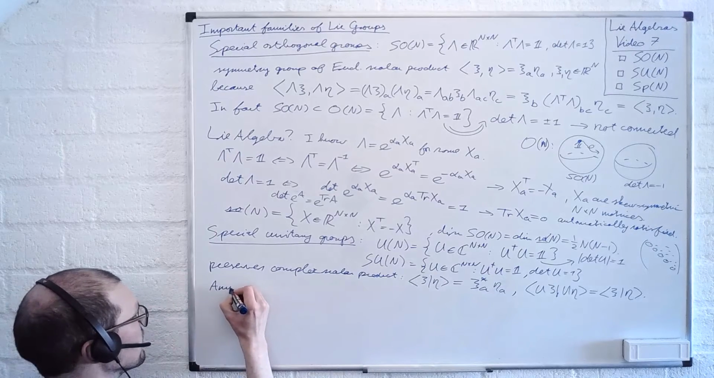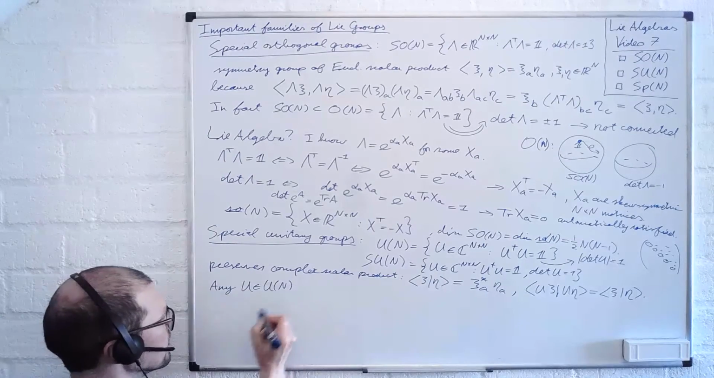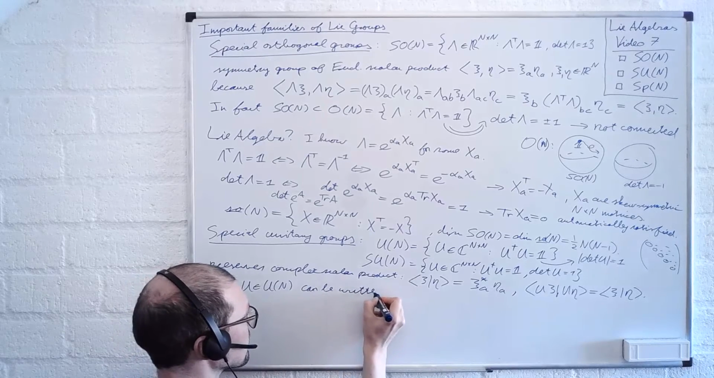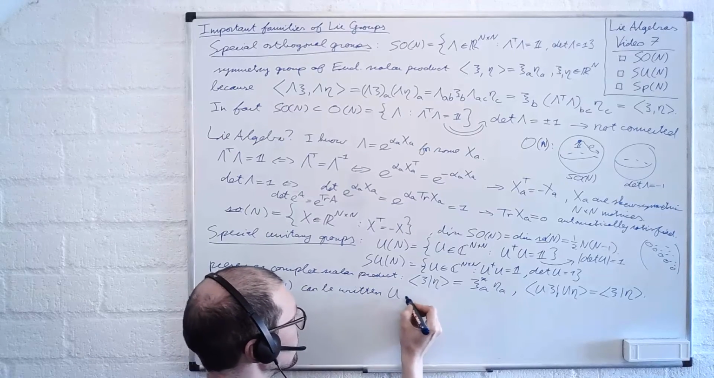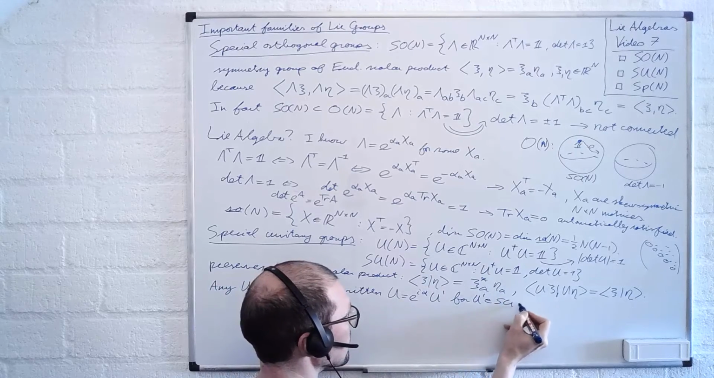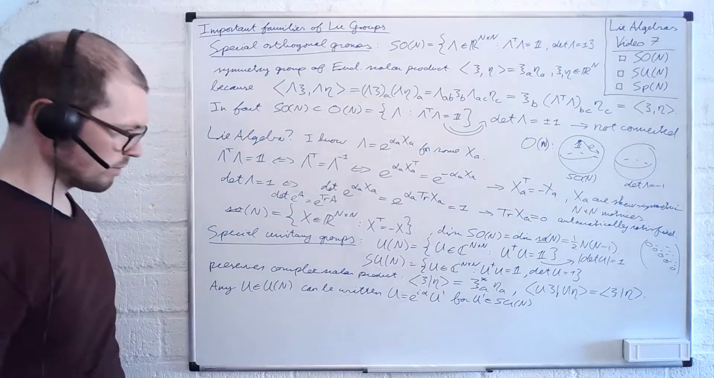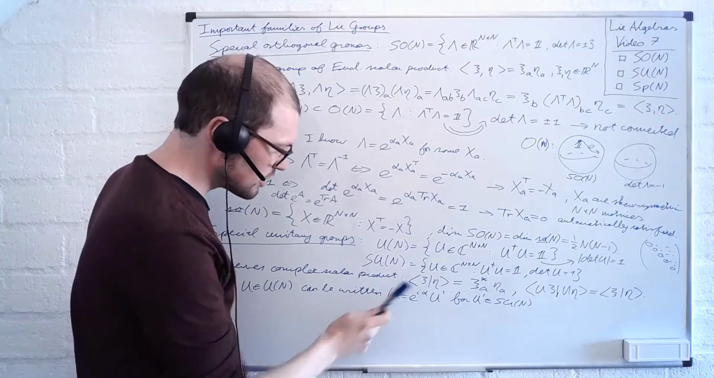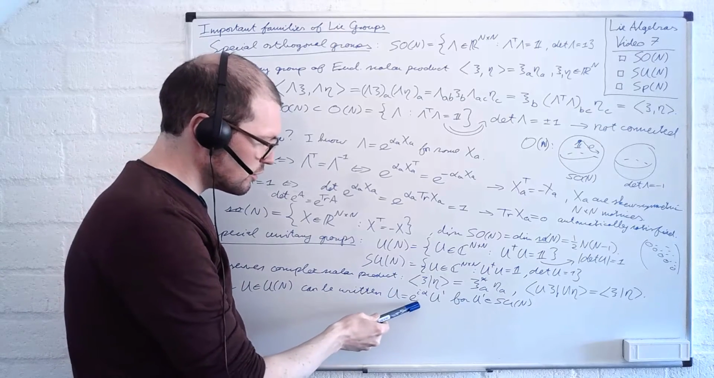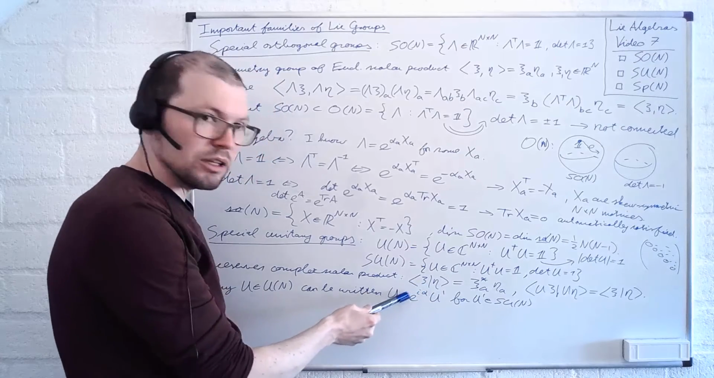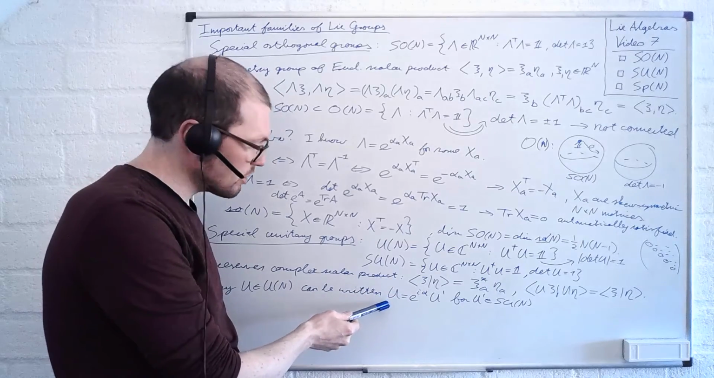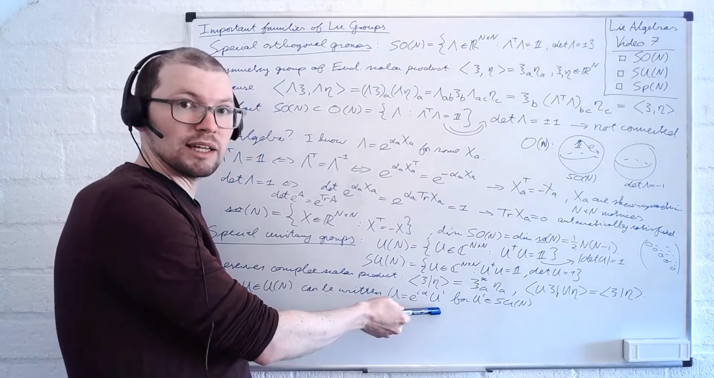So any matrix U in the unitary group can be written as U is some phase e to the i alpha times U prime for U prime in the special unitary group. And it's not so hard to see what this phase has to be. Taking the determinant on both sides, I see that the determinant of U is going to be the nth power of this phase. So I have to take this phase to be the 1 over n power of the determinant of U to get a matrix U prime that has determinant equal to 1.